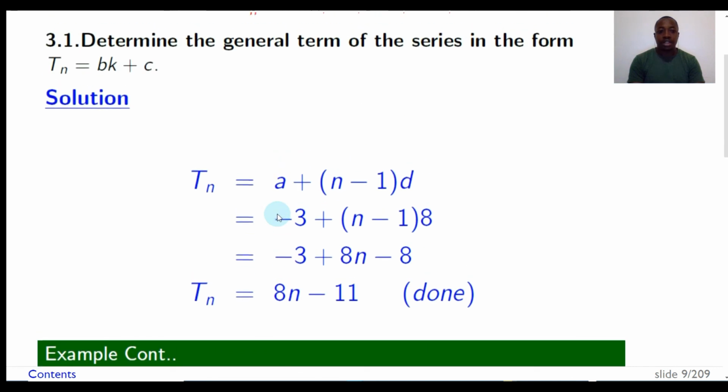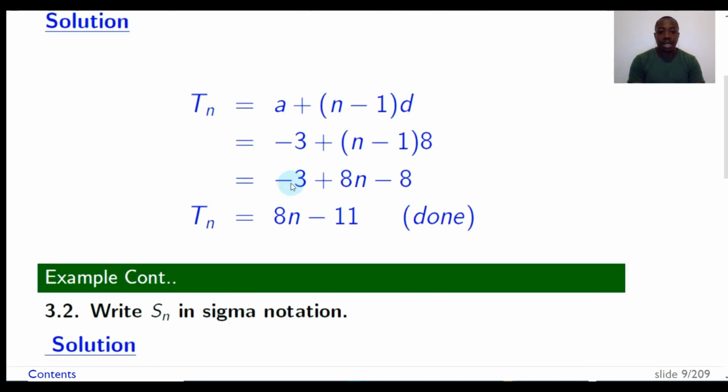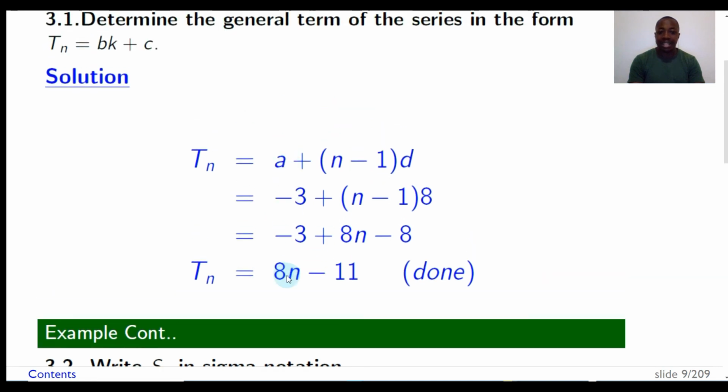Why? The final answer is needed to be in terms of bk plus c. My b in this case is 8. My k, I've left it as n. My c is -11. You are done. This is the format they needed.